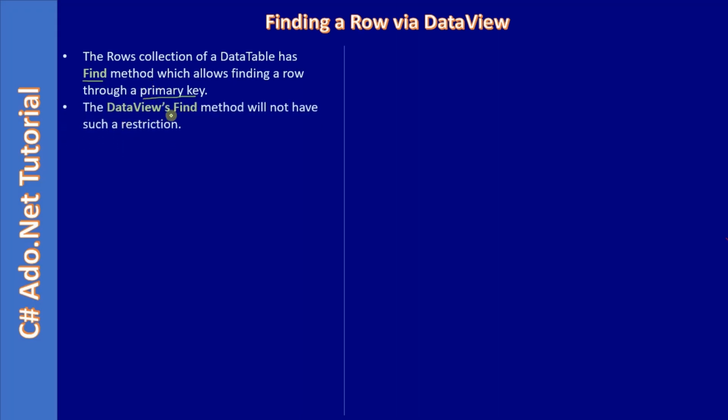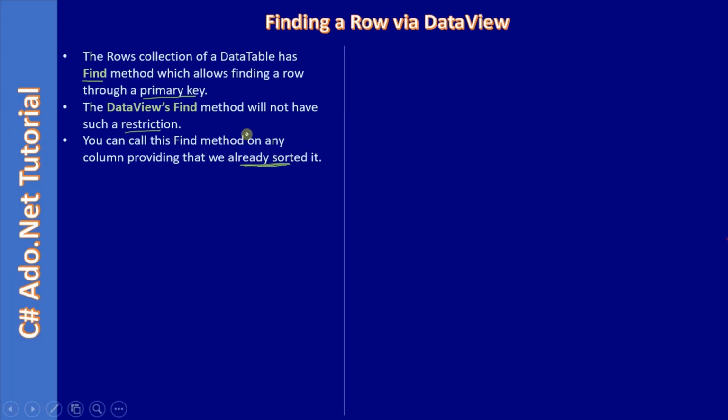The DataView's find method, that means there is a find method in the data table's rows collection and there is a find method in DataView also. The DataView's find method will not have such a restriction. That means here you need not pass any primary key. You can call this find, the DataView's find method, on any column, providing that we already sorted it. So that's what is required on the find method of the DataView.